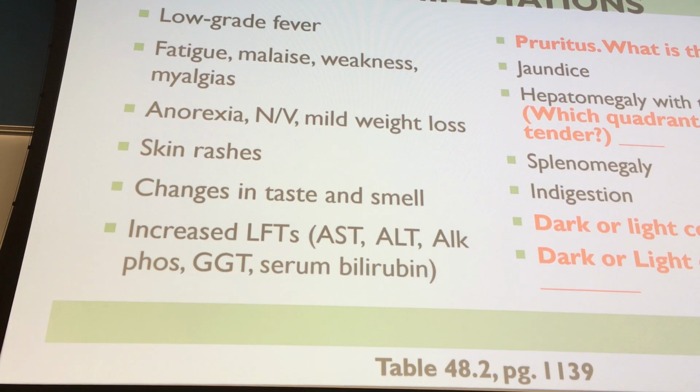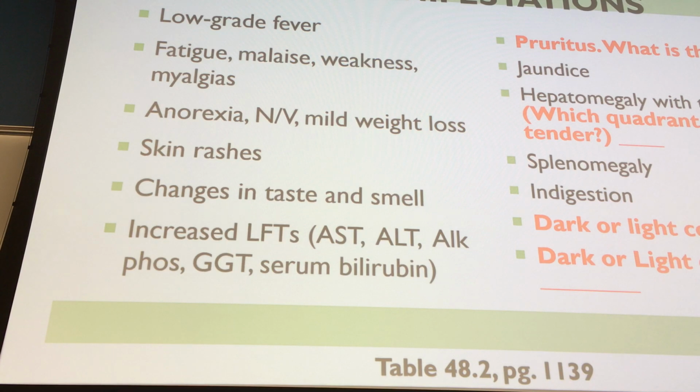indigestion. So let's talk about the urine. What color is the urine? Dark, right? That kind of makes sense, right? And how about the stools? Are they dark or light colored? Clay color? Yeah, they're light clay color, yeah.